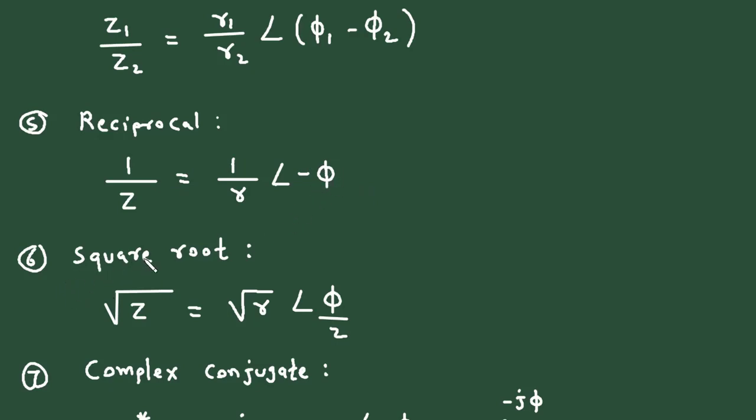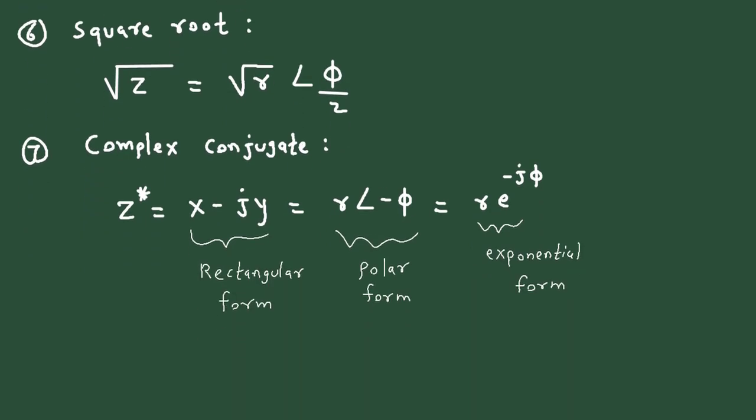So now next is square root. For square root, we have to take the square root of the magnitude and then the angle will be divided by 2. Then next is complex conjugate. For complex conjugate, the sign here will be negative. So it is x plus minus jy. This is the rectangular form. And for polar form, it is r at an angle minus phi. For exponential form, it is r into e to the power minus j phi.